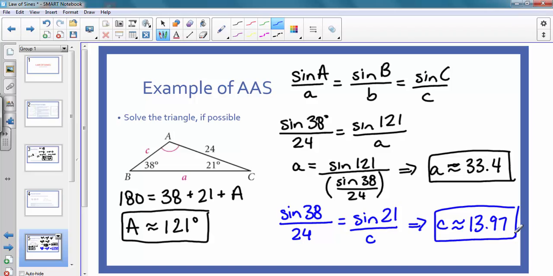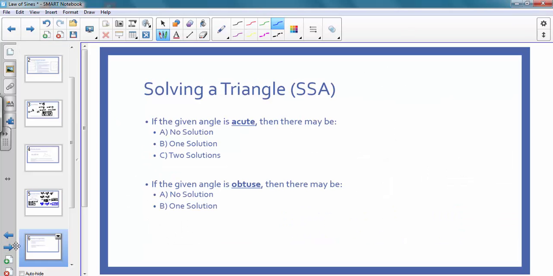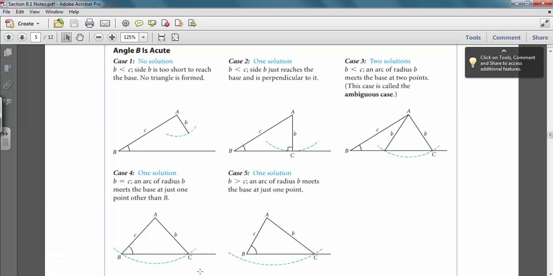And again, if we have angle side angle, we would solve this triangle in a very similar way. So I'm not going to do an example of that. I'm going to go straight into side side angle because these are a little bit more complicated. If the given angle is acute, then there may be no solution, one solution, or two solutions. And we can see why this happens if we look at some pictures.